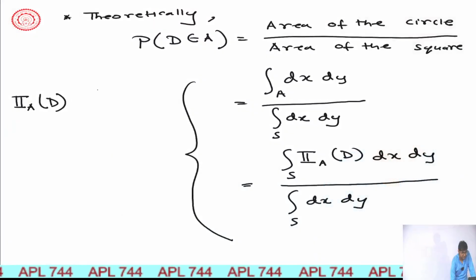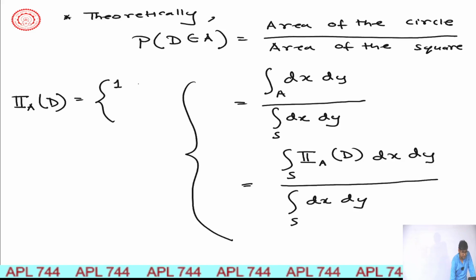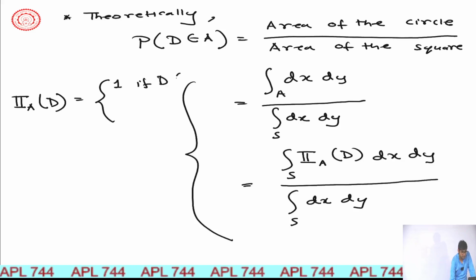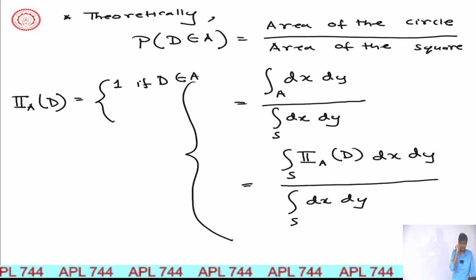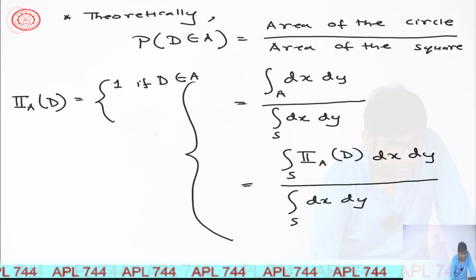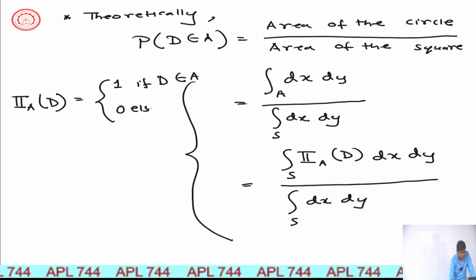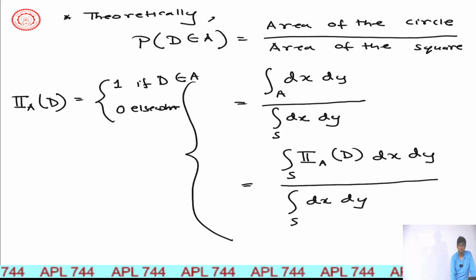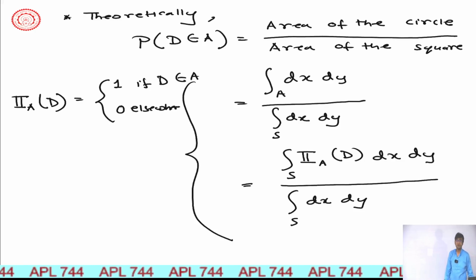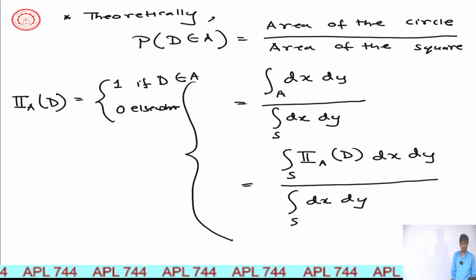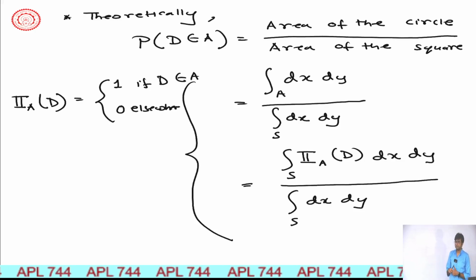Okay, so it indicates. And what does it indicate? And how does it indicate? It is equal to 1 if your dart belongs to A. So by the number 1, it is indicating whether you have hit the area or not, or 0 elsewhere. So it indicates by yielding a value 1 that you are successful, or 0 that you are a failure. Clear?